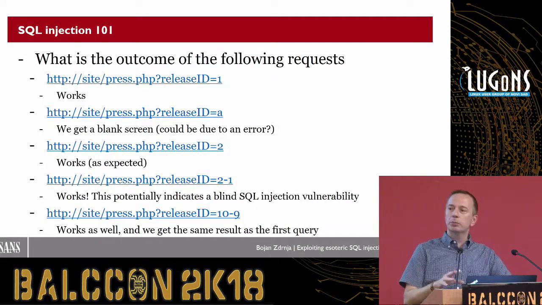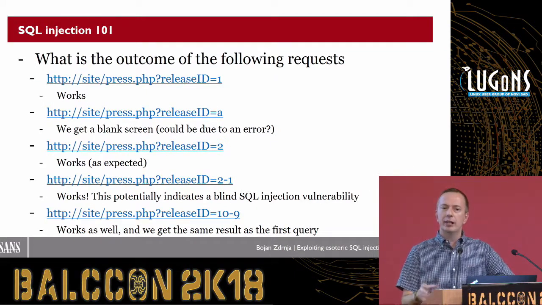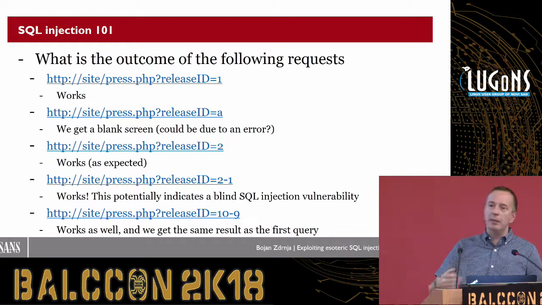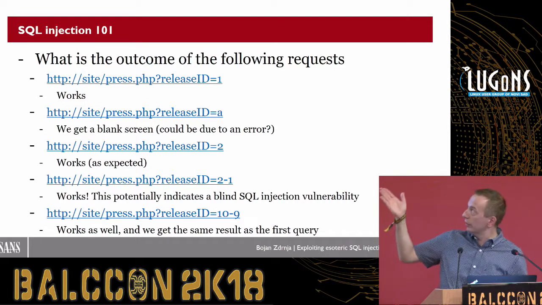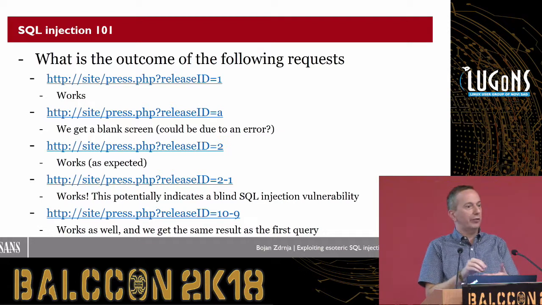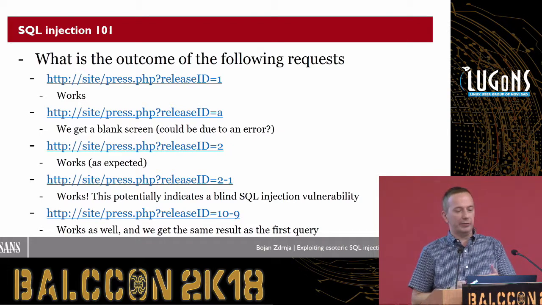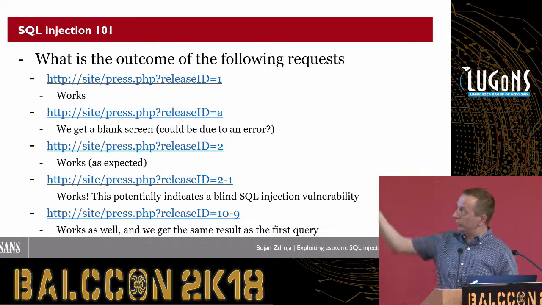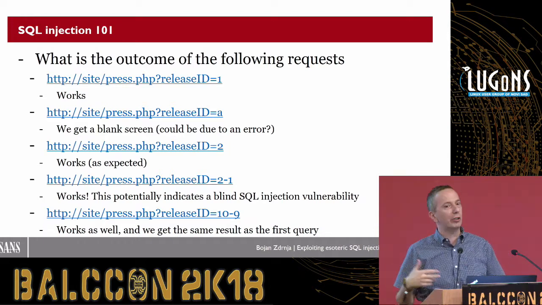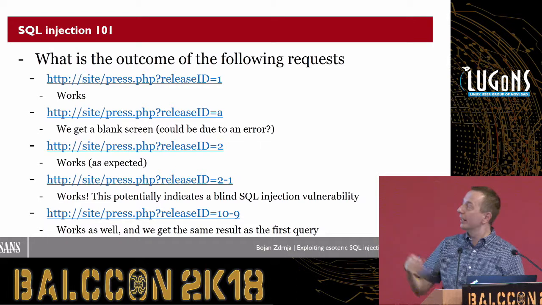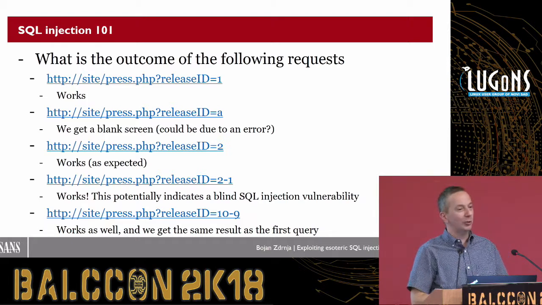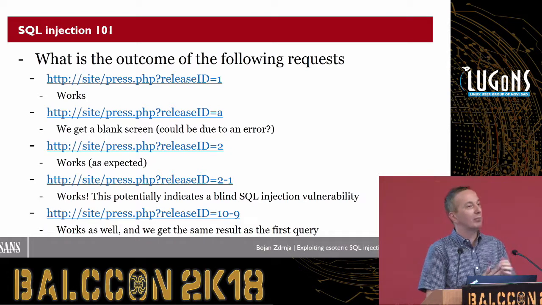Okay, this could potentially be some kind of an error. Depending on the web application, maybe the SQL query itself had an error, or simply there are no results from the SQL query because there is no release ID article with a value of A, right? It has to be a numeric value. So I try number 2, it works. I get a different web page. The first web page says BalCon 2018 starts today, and the web page with release ID equals 2 says something else about, again, BalCon being in Novi Sad.